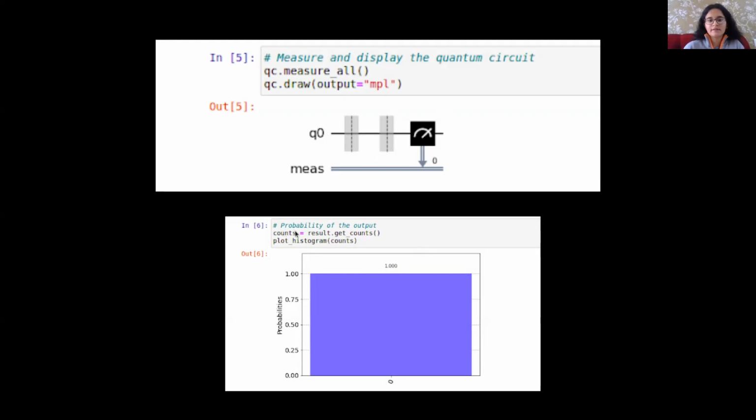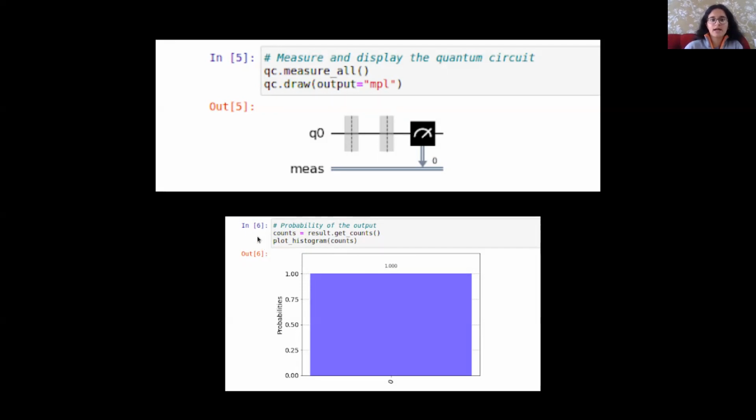Now, the probability of the output. Basically, after we've got a result, we can count how many times we got the result. This experiment is not run just once, but many times behind the scenes on the simulator to see what the output is every time we measure. And because we're doing nothing, we expect all the measurements to give us the state of ket 0. So we take the counts in this variable and plot a histogram of it.